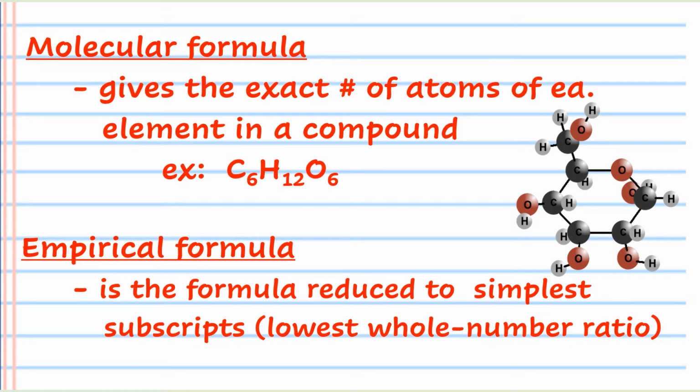We can divide each of those subscripts by 6. And when we divide 6 by 6, it's going to equal 1. So the carbon and the oxygen will now have subscripts of 1. And 12 divided by 6 will give hydrogen a subscript of 2. So it tells us the ratio of atoms in the compound, but it doesn't necessarily tell us the exact number of each atom in the compound.